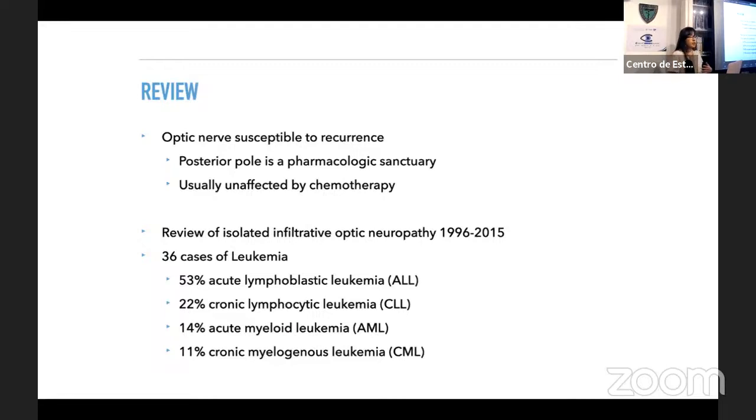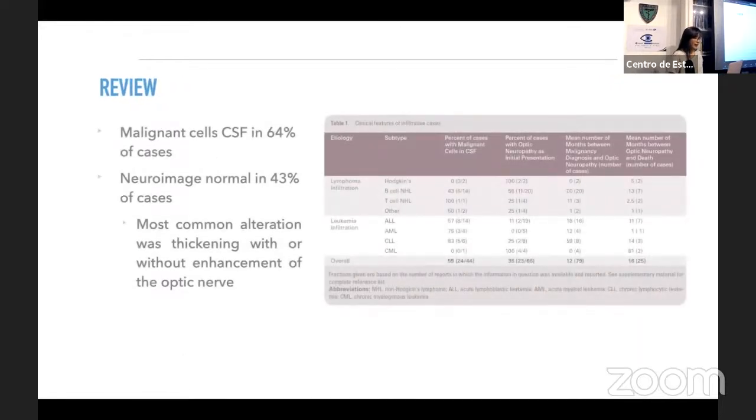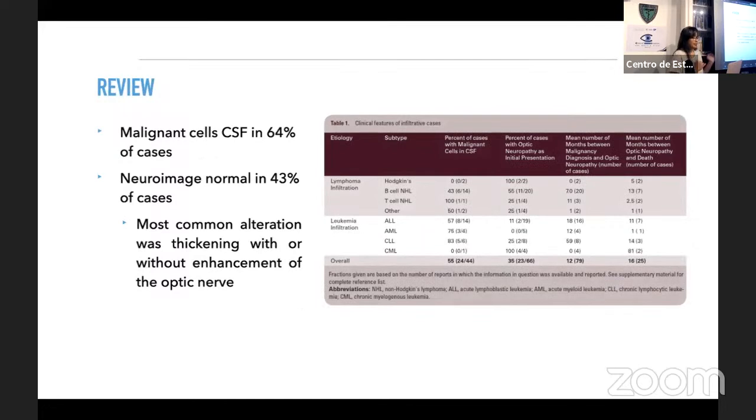And they revealed isolated cases of infiltrative optic neuropathy from 1996 to 2015. They had 36 cases of leukemia. Half of the cases were like our patient, ALL. And in these leukemia cases, they found malignant cells in the cerebrospinal fluid in 64% of cases, and neuroimaging was normal in 43% of cases. The most common alteration was thickening with or without enhancement of the optic nerve.